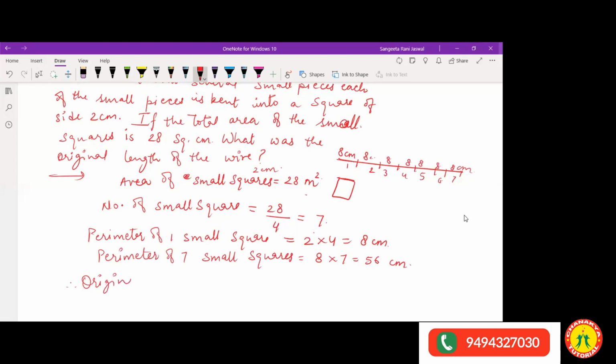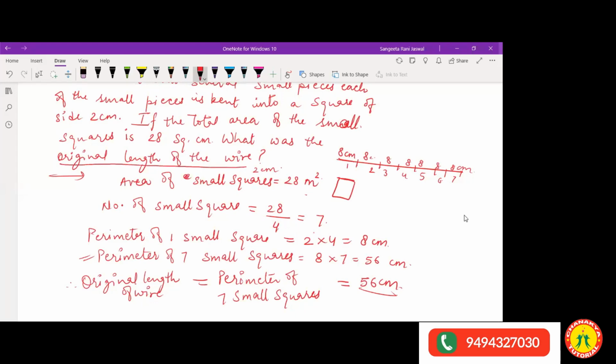56 centimeters square or anything? No, ma'am. Original length of wire is equal to perimeter of 7 small squares. And what is this 7 small squares? This is 56 centimeters. So this is what we were asked here, the original length of the wire. So we have found out the original length of the wire, which is 56 centimeters. You understood this?